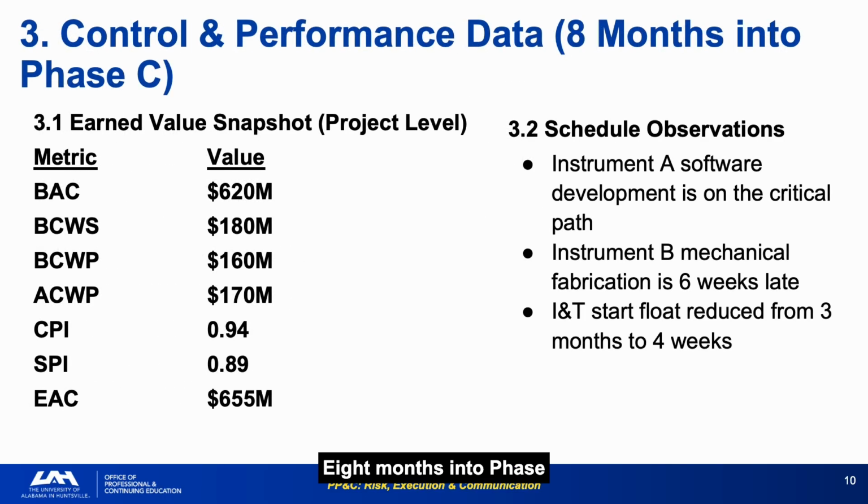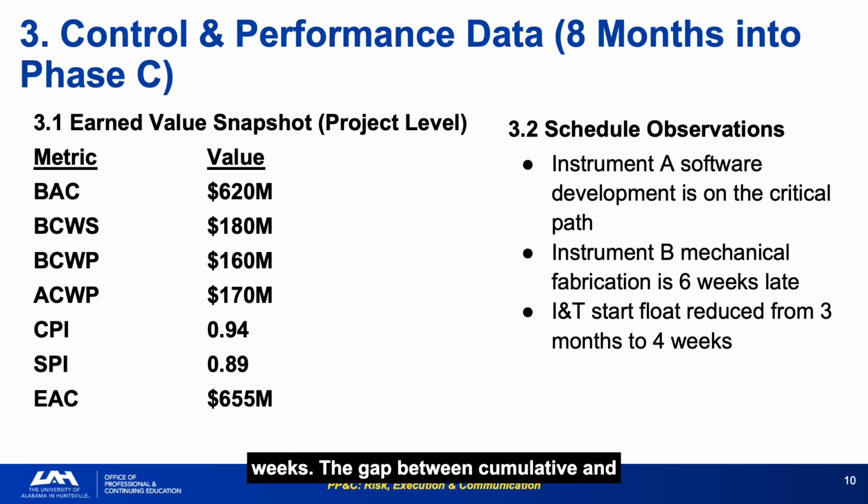8 months into Phase C. BCWS $180M, BCWP $160M, ACWP $170M, CPI 0.94, SPI 0.89, EAC already grown to $655M, combined with Instrument A software on the critical path, Instrument B mechanical fabrication 6 weeks late, and INT float compressed from 3 months to 4 weeks.